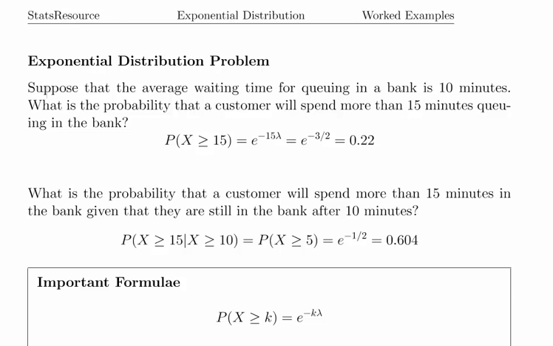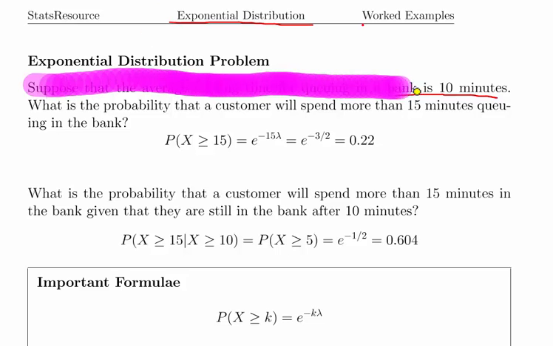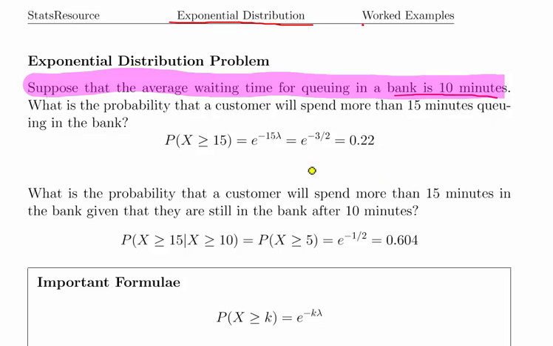Okay, this is a worked example that we're looking at, and in this question we're looking at the exponential distribution. So suppose that the average waiting time for queuing in a bank is 10 minutes. That's the typical type of exponential problem. Really I should specify that we assume that x is exponentially distributed. That should be stated explicitly in the question, but let's continue anyway. Here we're told that mu is equal to 10 minutes.